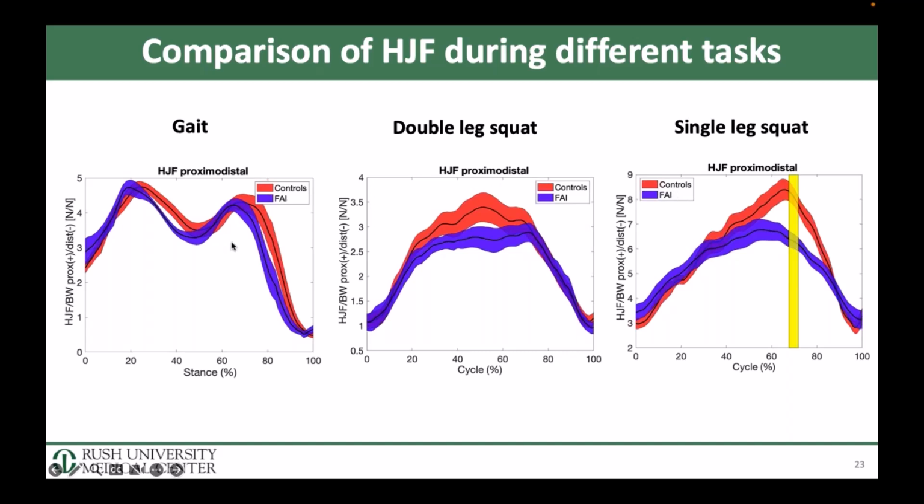We don't see any differences in terms of peak values and also overall shape between patients and controls in the gait task. We do see some differences in the double leg squat, but they are not significant. And this is also justified by the fact that hip joint forces are lower. So this is the reason why we don't see any statistically significant differences. I will circle back to the difference that we see here later on.